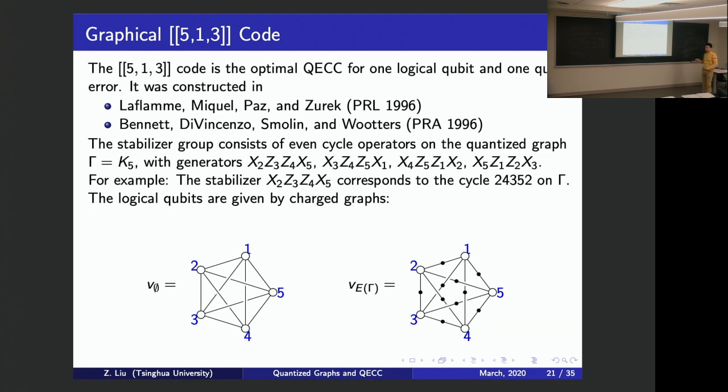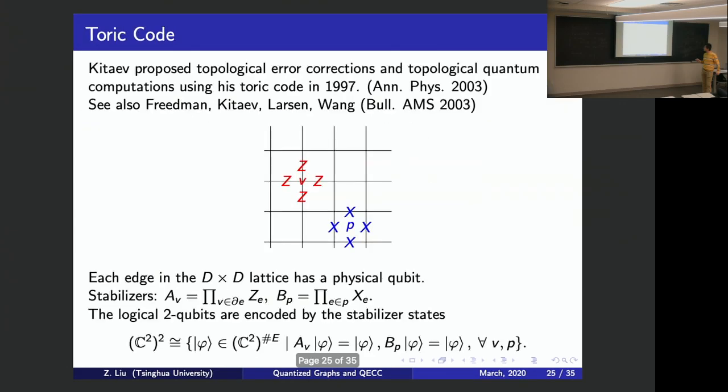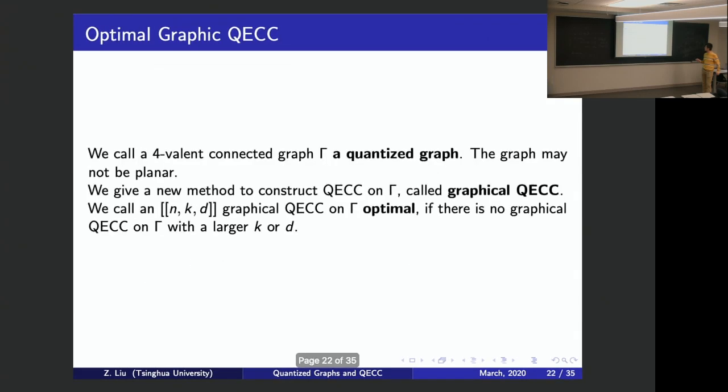And now let's see how we understand these stabilizers. I don't have that graph.